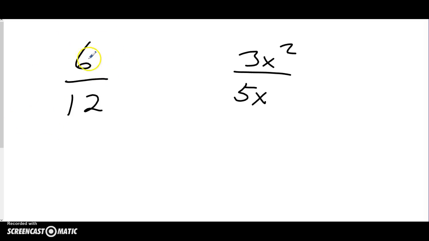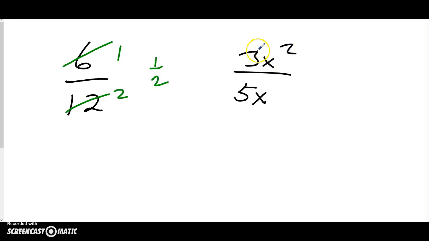So if I had the fraction 6 over 12, what you would do is look at this and say, what common factor do 6 and 12 share? And the answer would be 6 is the biggest one. It goes into 6 once, and it goes into 12 twice. And then we would say that 6 over 12 is 1/2. Okay, you guys know that.